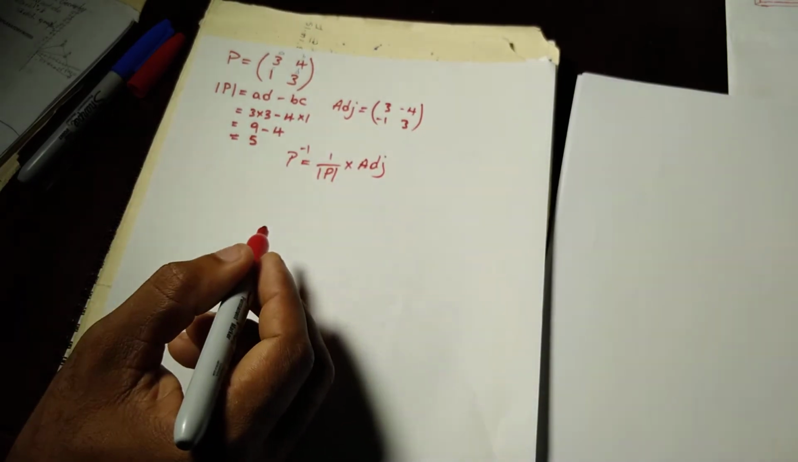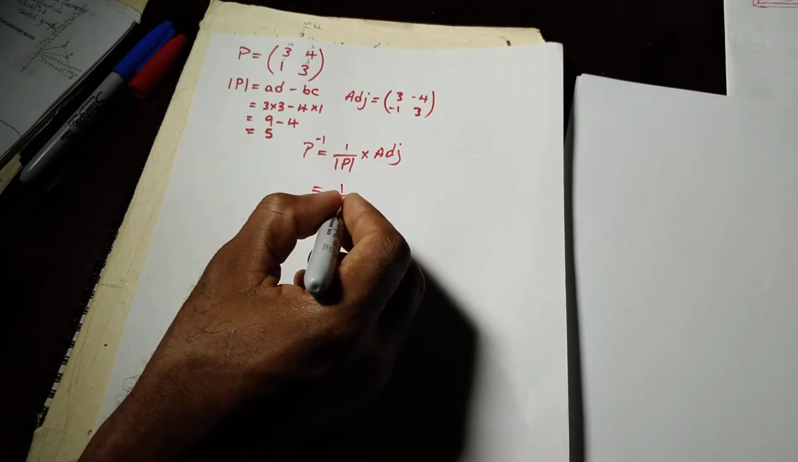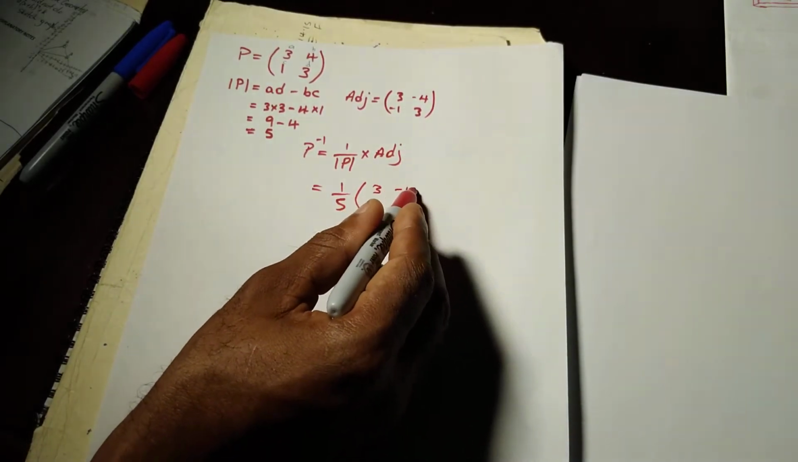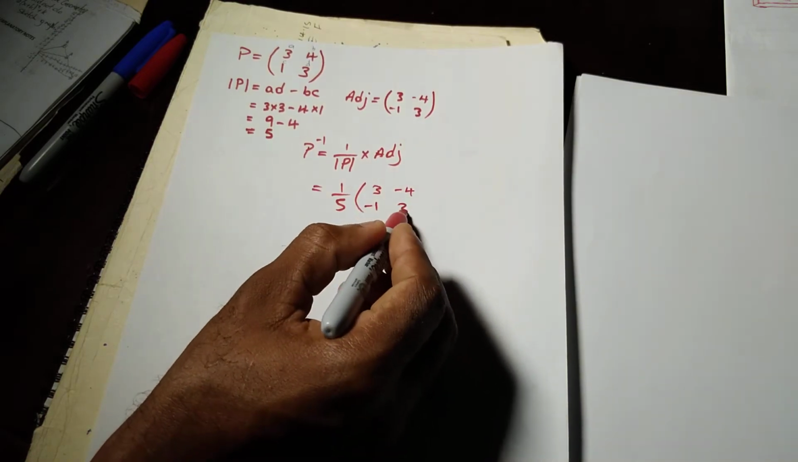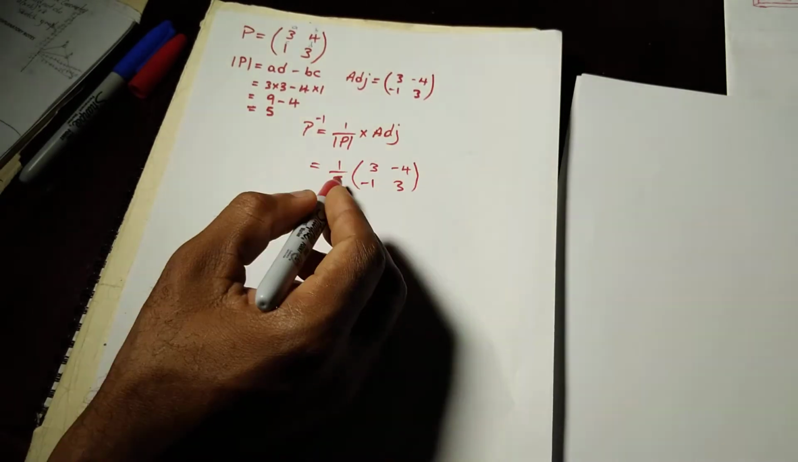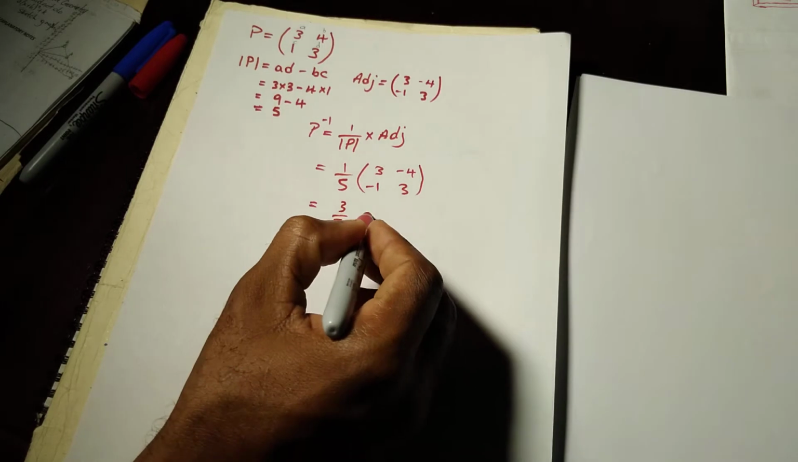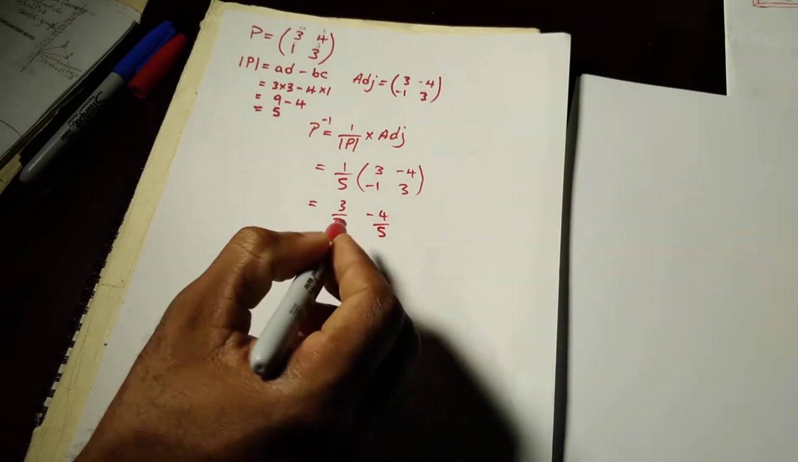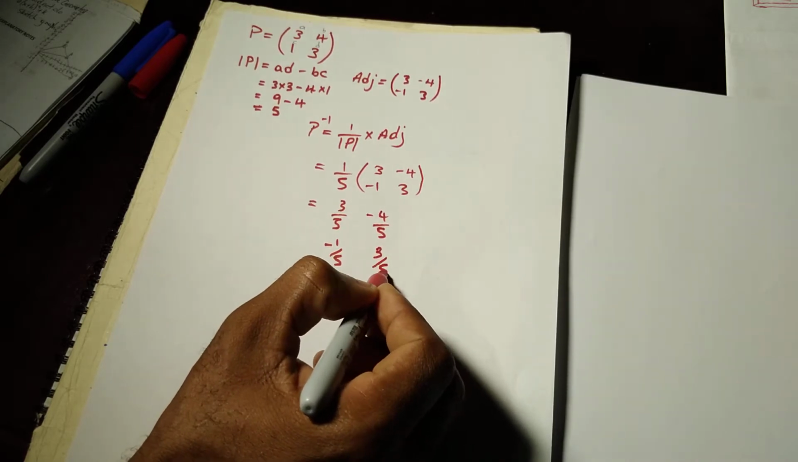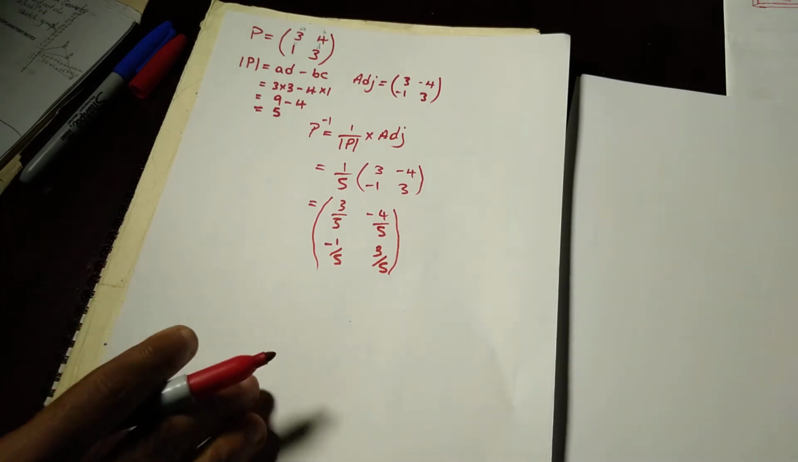So let's solve this. It's 1 over 5 multiplied by 3, minus 4, minus 1, and 3. Then I'm just going to distribute the 1/5. So I'm going to have 3 over 5, minus 4 over 5, minus 1 over 5, and 3 over 5. So that would be the inverse for P. So I'm going to work another one.